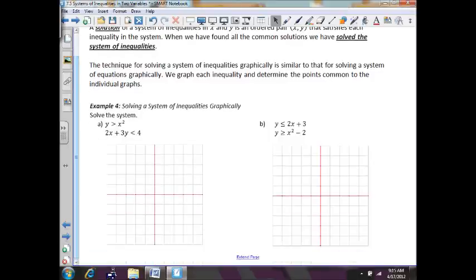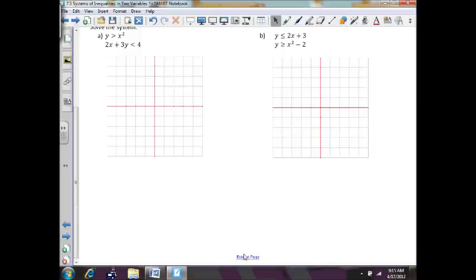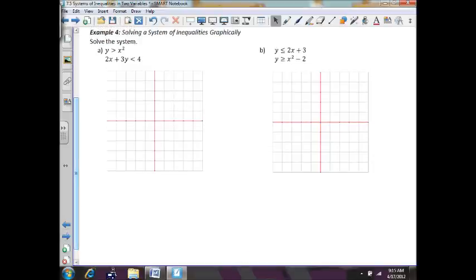So here we go. In example 4, again, we need to solve a system that says y is greater than x squared. So let's draw x squared by putting our dots at (1, 1), (2, 4), (-1, 1), and (-2, 4). And again, that's going to be a dotted parabola just like that.